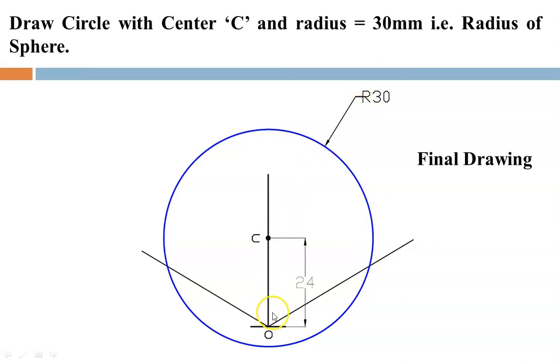So to get the center distance from the point of contact, we have used an isometric scale. While drawing the sphere, we are using the actual radius of the sphere. This is the basic difference between these two dimensions, and here it is very clear why we have used the isometric scale. This is your final drawing considering the sphere is in contact with the ground.